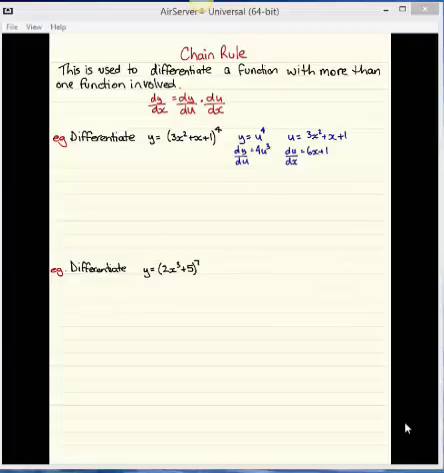Piece of advice, don't do that. I'll show it to you so that if you see it, you know what's going on. But the way to differentiate this couldn't be simpler. The first thing you do is differentiate as if the bit in the brackets was just an x. If you had x to the power of 4, you would bring down 4, you would write the x, so we're just going to keep our brackets.